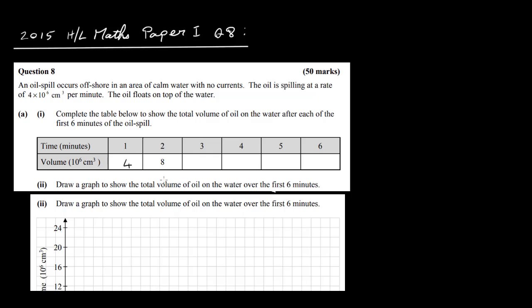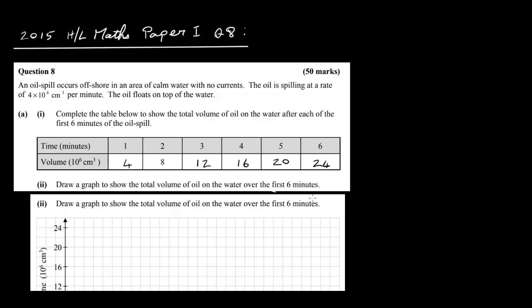After 2 minutes, the volume is going to be 8 by 10 to the power of 6 centimeters cubed. After 3 minutes, it's going to be 12. After 4 minutes, it's going to be 16. After 5, it's going to be 20. After 6 minutes, it's going to be 24 by 10 to the power of 6 centimeters cubed. So that's part A done.